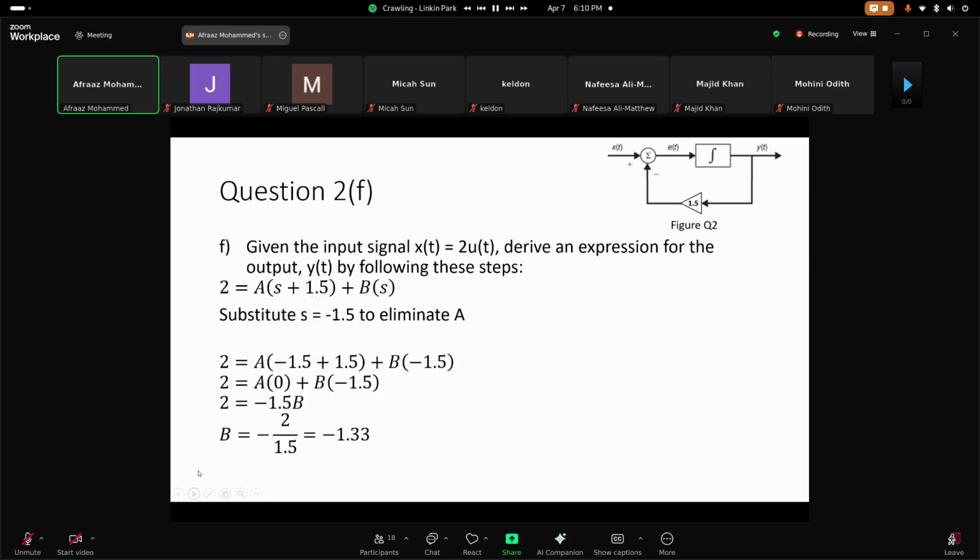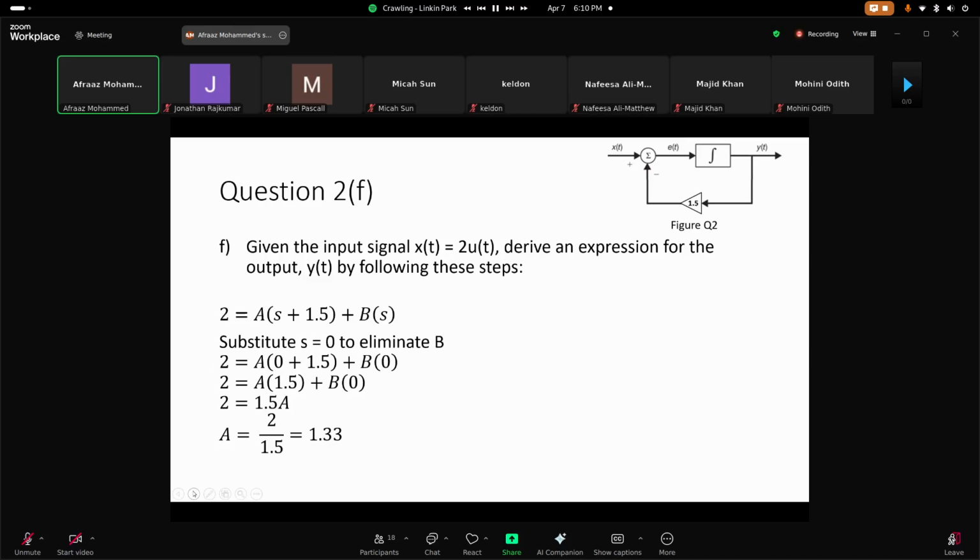Now that we have that, let's get a value for A. To get A, we will eliminate B. B is going to be multiplied by S, so we substitute S as 0 to eliminate B. So 2 is equal to A into 0 plus 1.5, and B is eliminated. So A is equal to 2 divided by 1.5, which gives you plus 1.33.